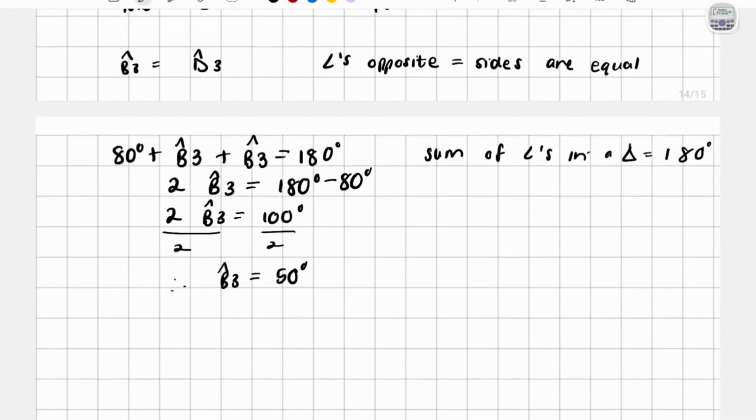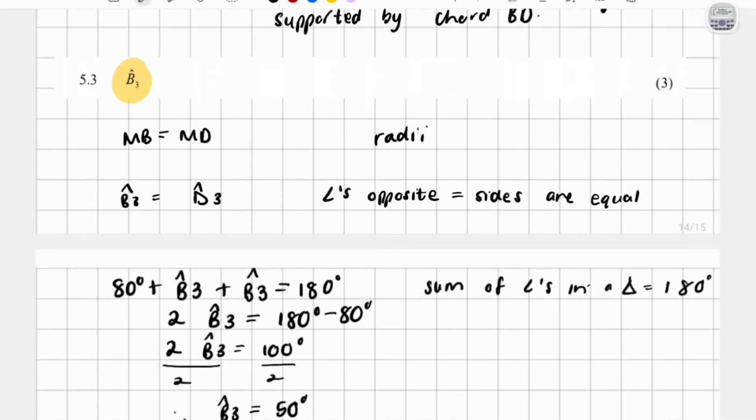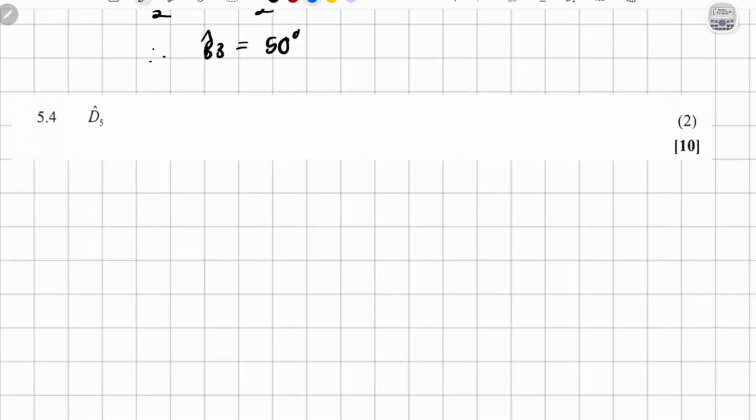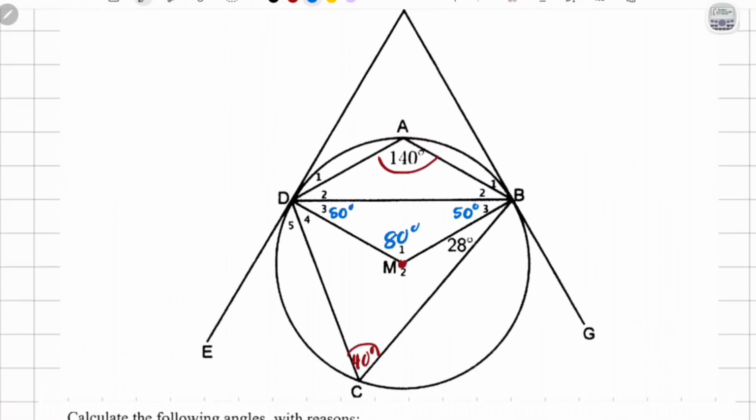Okay, moving on to the next question. Also, before I forget, make sure to just write down everything you have. This is 50 degrees, and likewise this is also 50 degrees because those two angles are equal. Okay, the last question, 5.4, says angle D5. So we need to find angle D5.